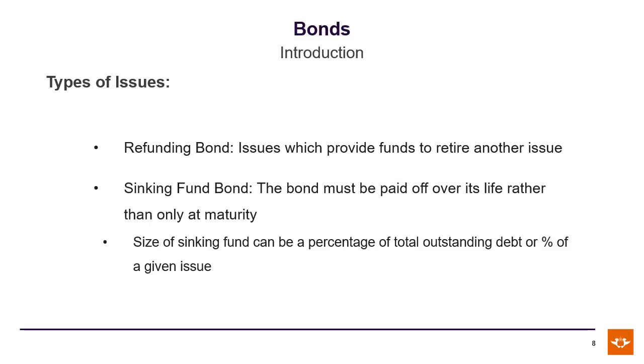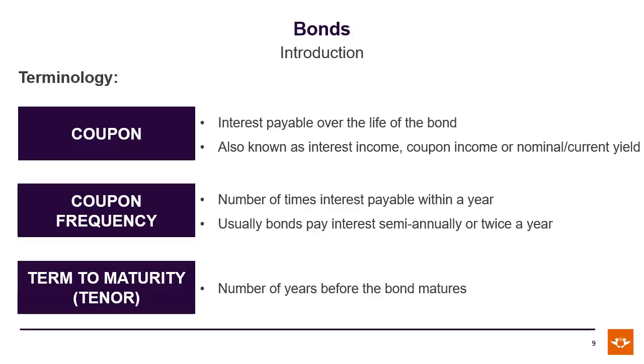When I come to terminology used for bonds, it's quite important to know this. It will come up time and time again, particularly in the valuation of bonds. There is the coupon. This is the interest that is payable over the life of the bond, also known as interest income, and is used to calculate the nominal or current yield on the bond.